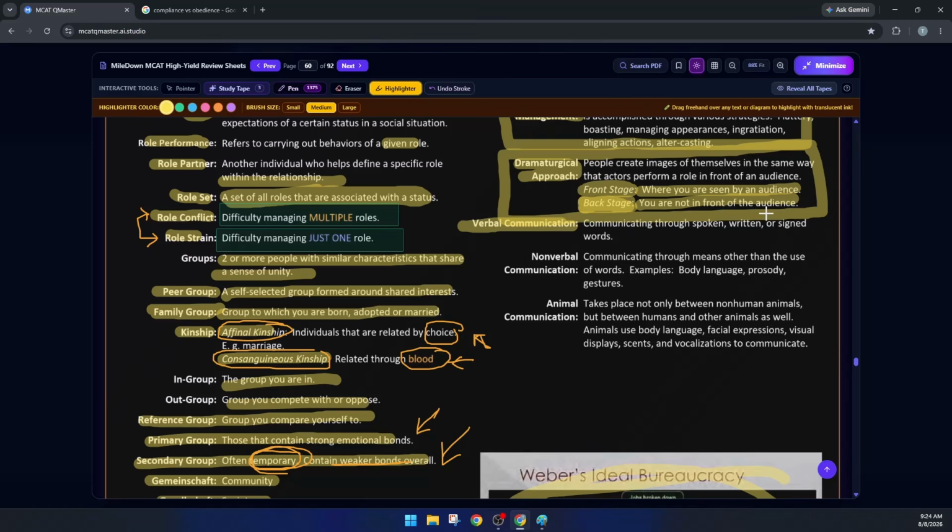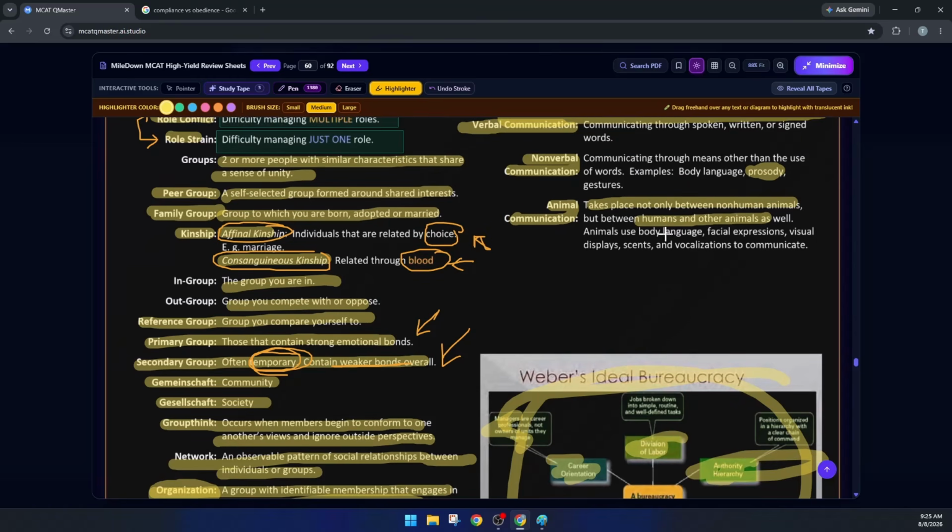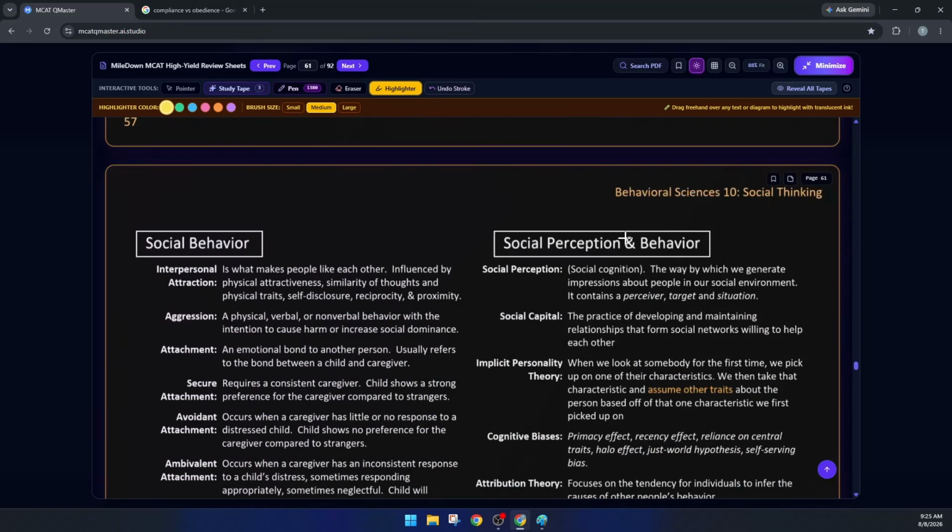Verbal communication is communicating through spoken, written, or signed words. That's obvious. Versus non-verbal communication, which means communicating by means of things other than words. So you use your body language, prosody, or gestures. Animal communication takes place not only between non-human animals, but between humans and other animals. So just know that term.